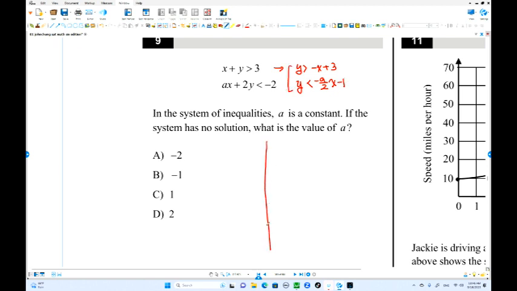Now check it out. y is greater than negative x plus 3. This is a plus 3. Negative x looks like that, that is the line. But greater than is the solution set over here. That's the solution.